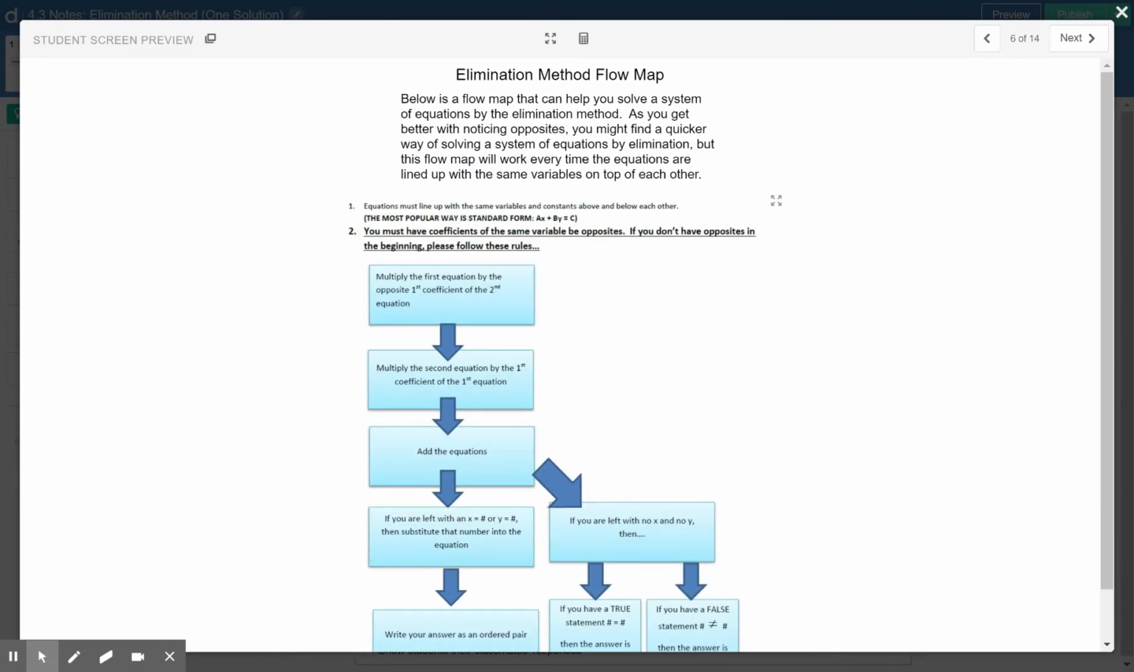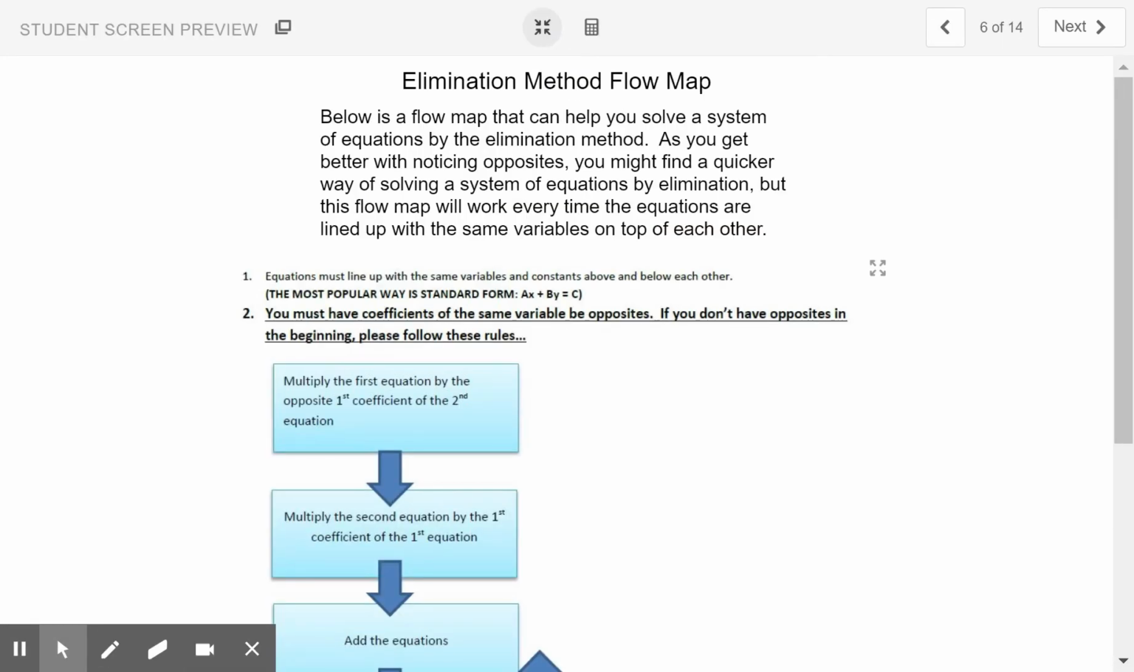Now for this flow map, it looks overwhelming, but remember it's just steps. You can solve a system of equations by elimination. As you get better with noticing opposites, you might find a quicker way of solving a system, but this flow map will work every time, when the same variables are on top of each other, when they're lined up.